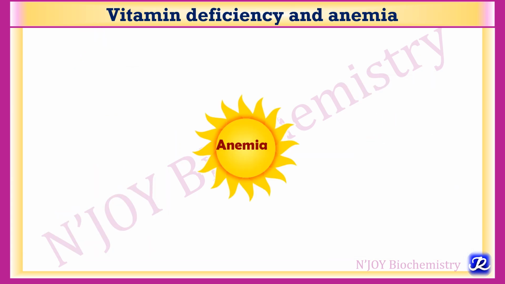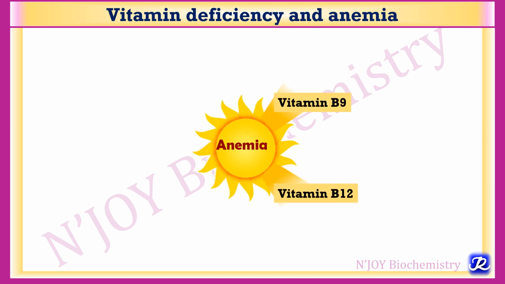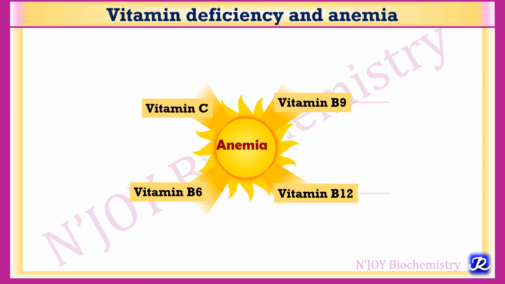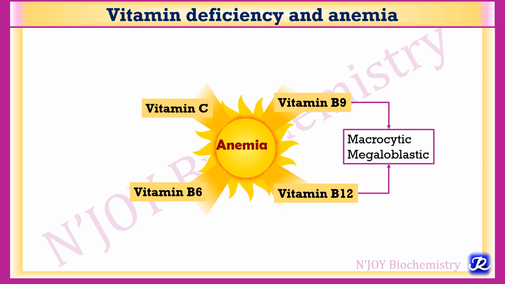Which vitamin deficiency can manifest as anemia? So the examples are vitamin B9, that is folic acid deficiency, vitamin B12 deficiency, vitamin B6, that is pyridoxine deficiency, and vitamin C deficiency. All these vitamin deficiencies can manifest as anemia. Vitamin B9 and vitamin B12 deficiency can manifest as macrocytic and megaloblastic anemia. The macrocytes are the enlarged RBCs, and megaloblasts are the large nucleated RBCs.